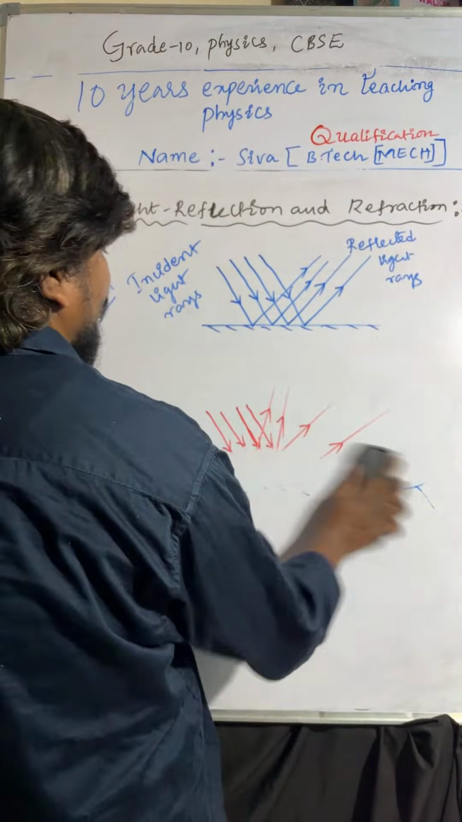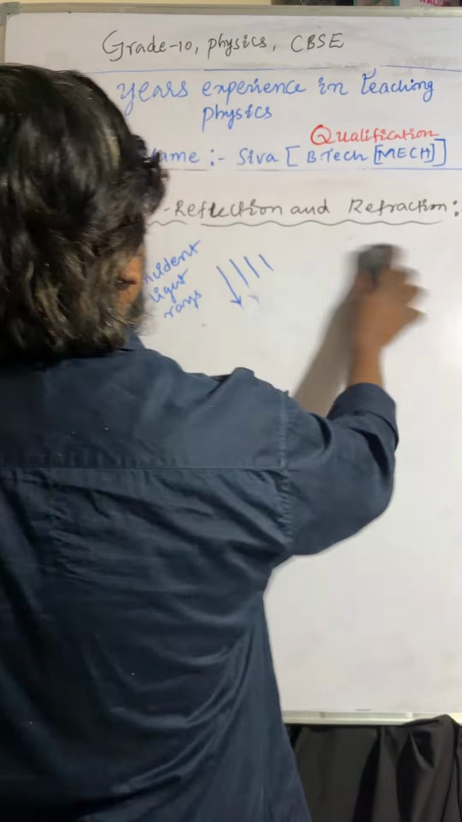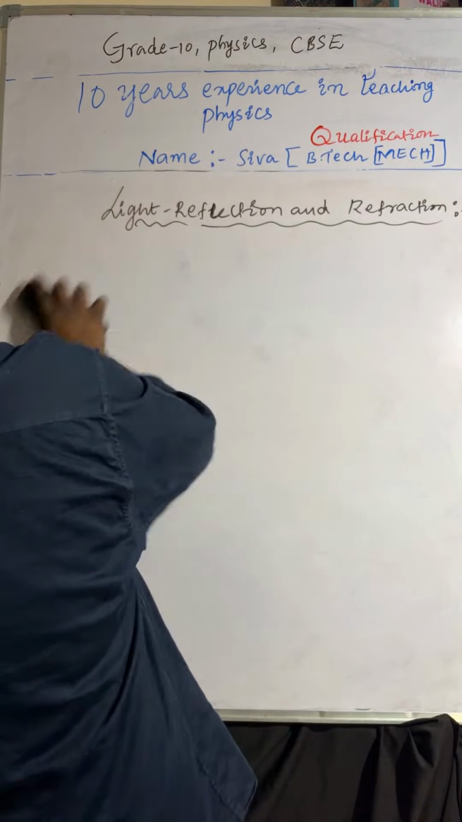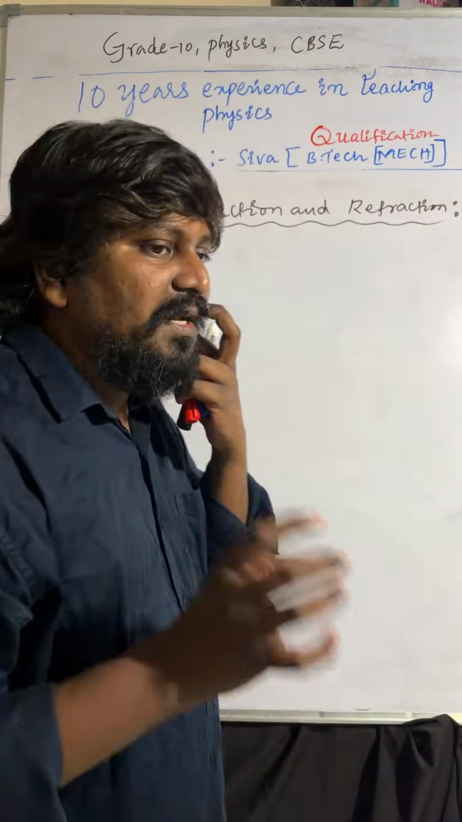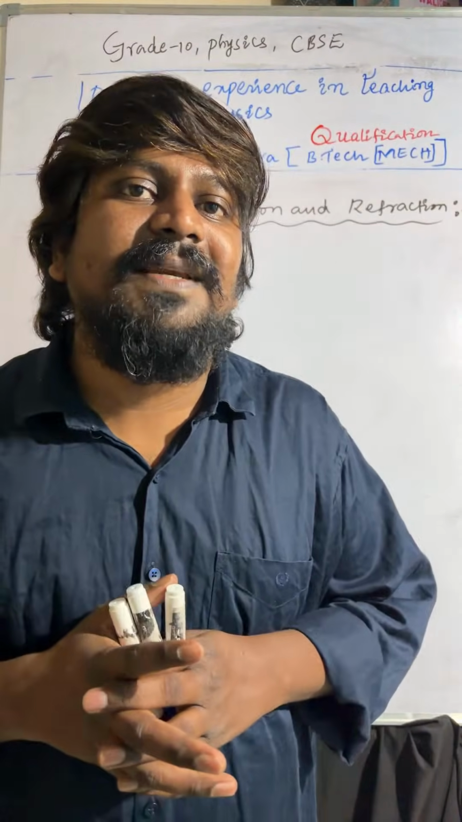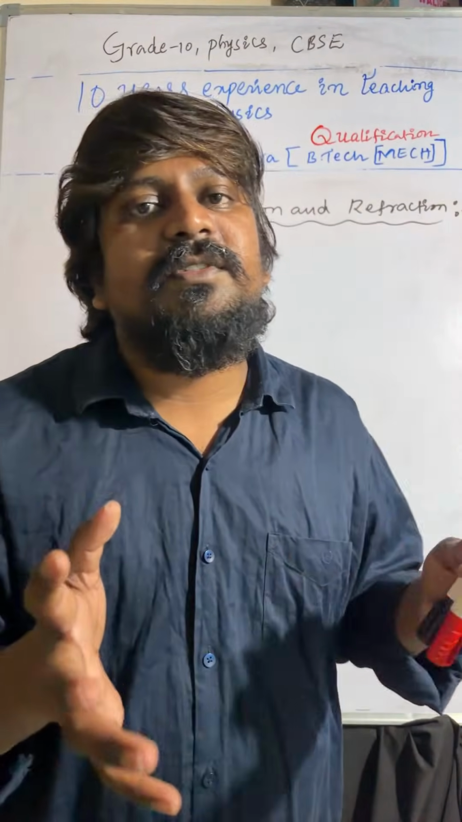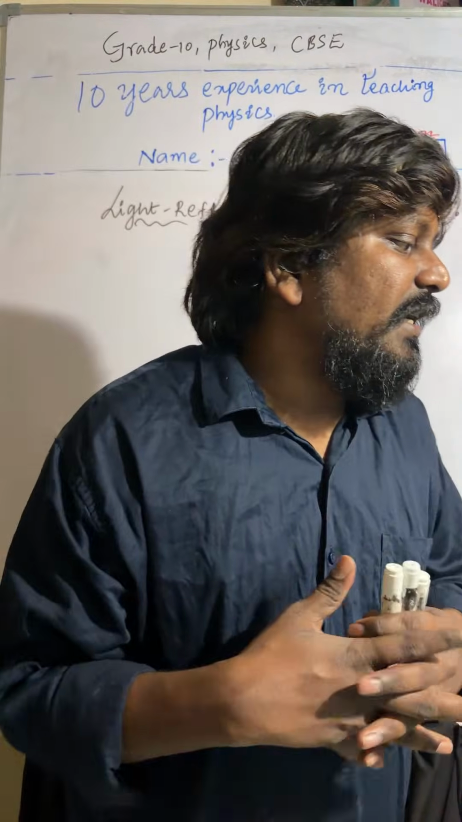Next, we'll discuss one more topic. Regarding regular and irregular reflection, the examples are very important from the point of view of where regular reflection takes place and where irregular reflection takes place. Next one, object and image.